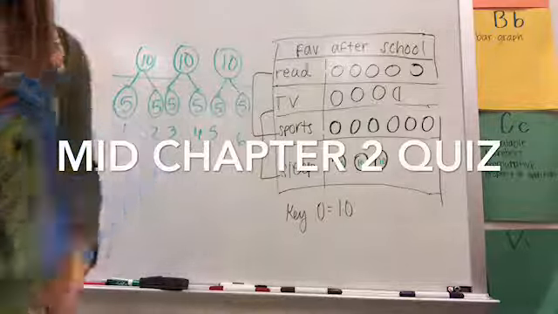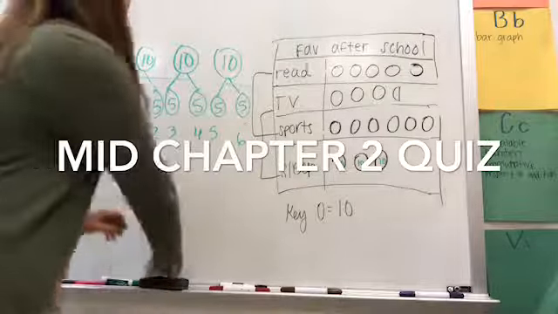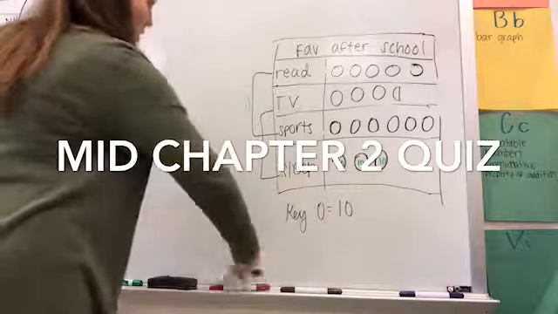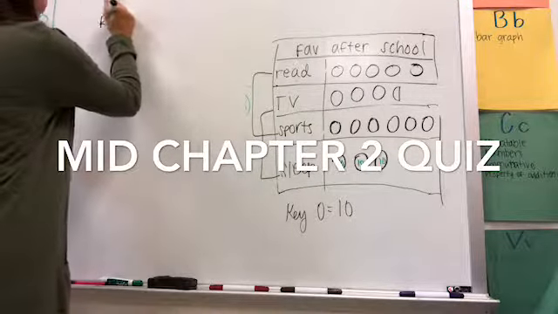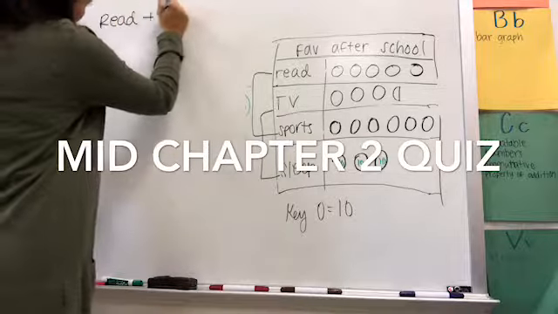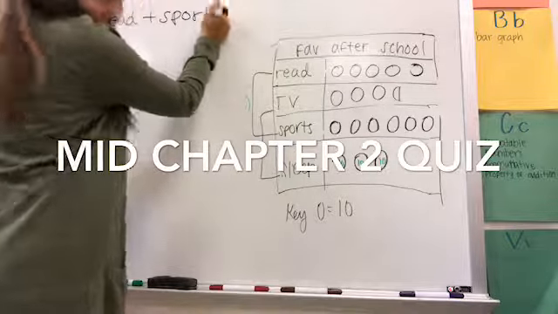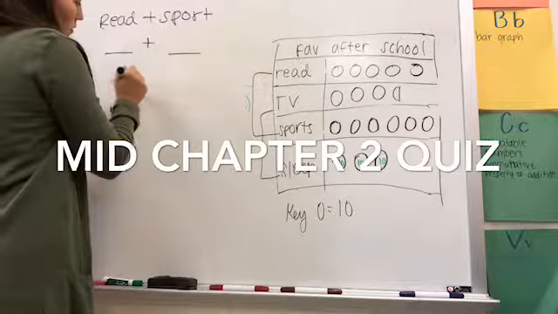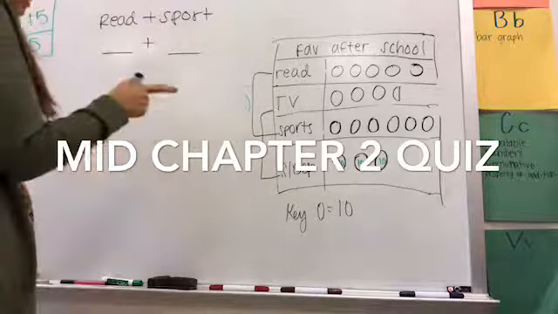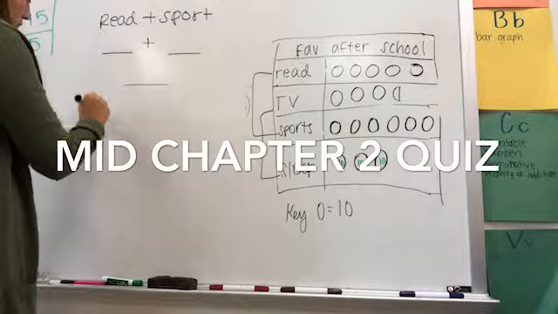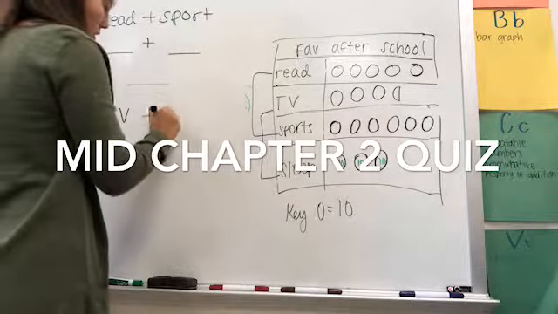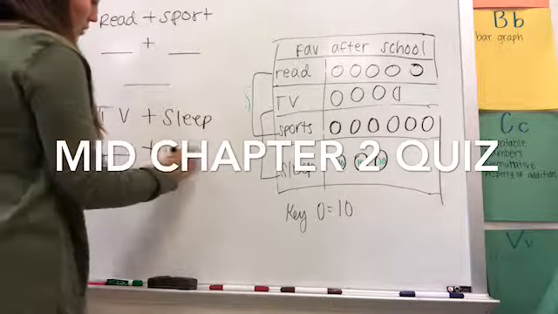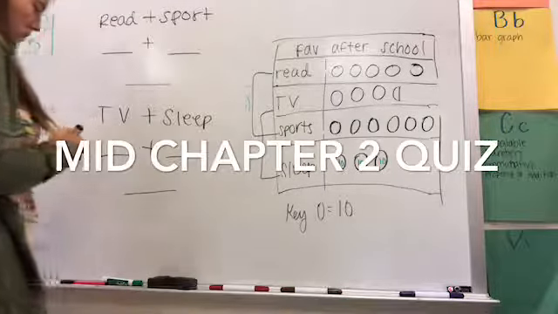They're becoming one group. So it might look like this. Reading plus sports. And then I'm going to have a number plus a number, which is going to equal this number. And then I'm also going to have TV plus sleep. So my number for TV plus my number for sleep, and they equal this.